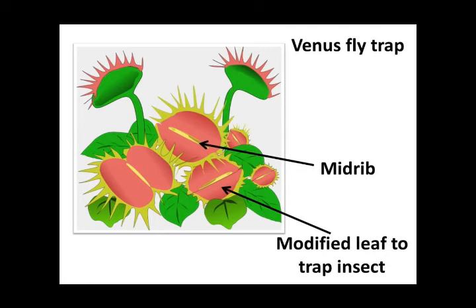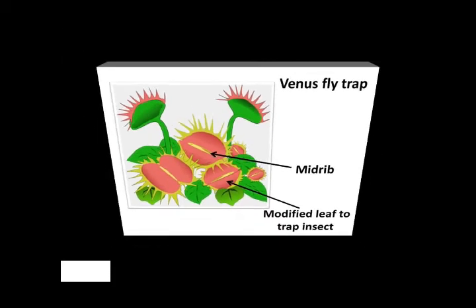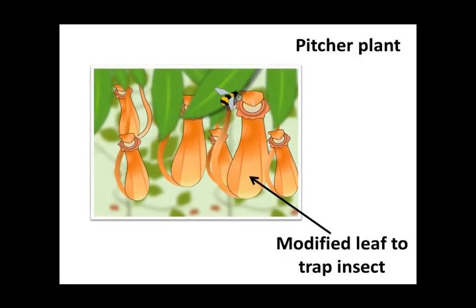So when the insect sits on the leaf, the two parts of the lamina fold at the midrib and come together to trap the insect. The pitcher plant is another insectivorous plant, and the leaves in the case of pitcher plant are modified to form tube-like structures with hair, and this is used to trap insects.